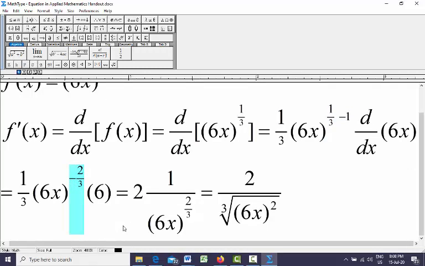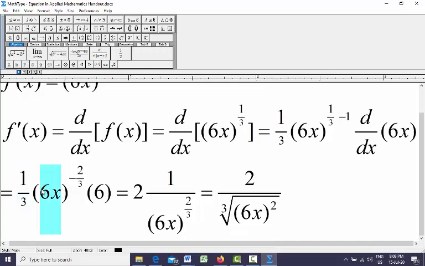Now as you can see, one more thing. Students commonly make this mistake. This 6 cannot be multiplied with this 6. And again, this 6 cannot be multiplied with this 1/3. Because why? Because this 6 is not alone.